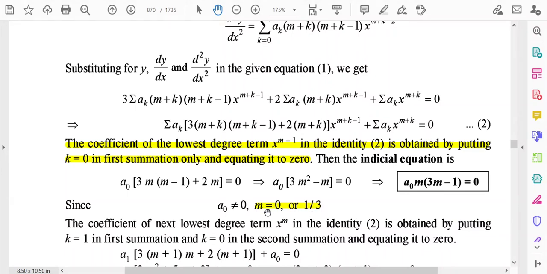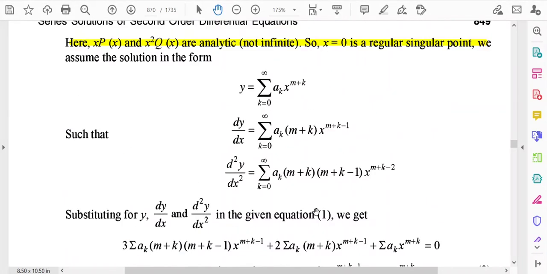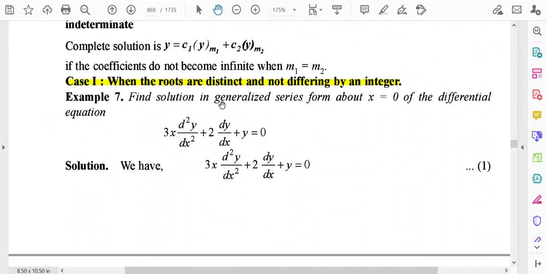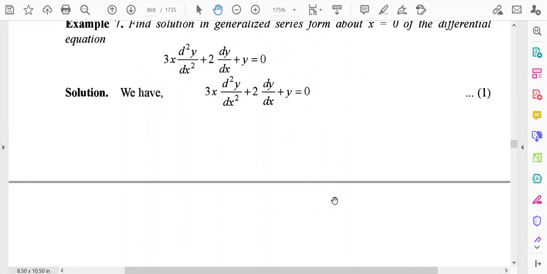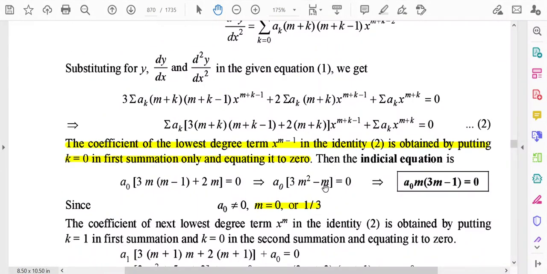You see the values of m are 0 and 1 by 3, and they are distinct, and they differ not by an integer. You see the heading of case 1, that is when the roots are distinct and not differing by an integer. So here the roots of the indicial equation are different, 0 and 1 by 3, and they are not differing by an integer. The difference is 1 by 3, so it is not an integer. So this is case 1 that we are going to discuss in the first lecture.